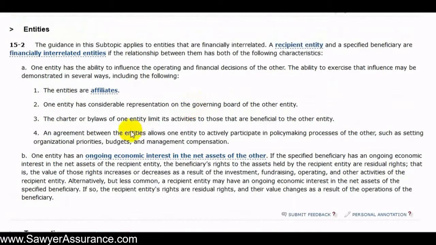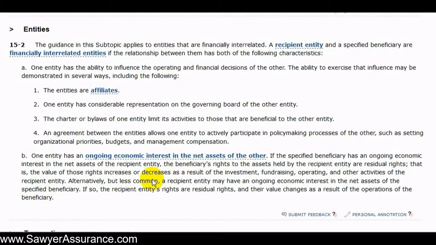So let's go back here where they explain a little bit further about the ongoing economic interest in the net assets of the other. And here they basically just repeat the definition: ongoing economic interest in the net assets of the recipient entity. The beneficiary has rights to the assets held by the recipient entity that are residual rights, and that means that the value of those rights increases or decreases as a result of investment, fundraising, operating, and other activities of the recipient entity. So, as we said, if the recipient entity gets more assets or more donations, then the beneficiary entity would get more also, if this recipient entity is clearly a pass-through specifically for this beneficiary.